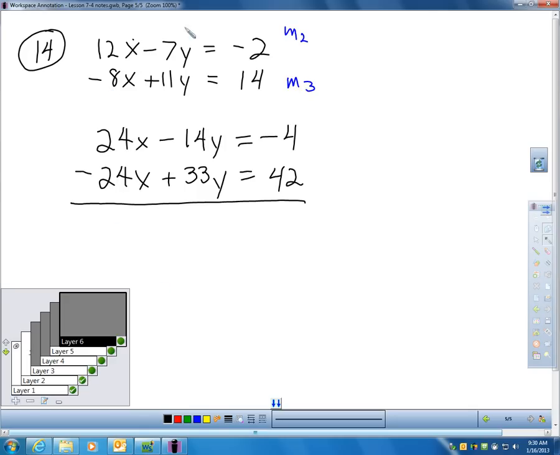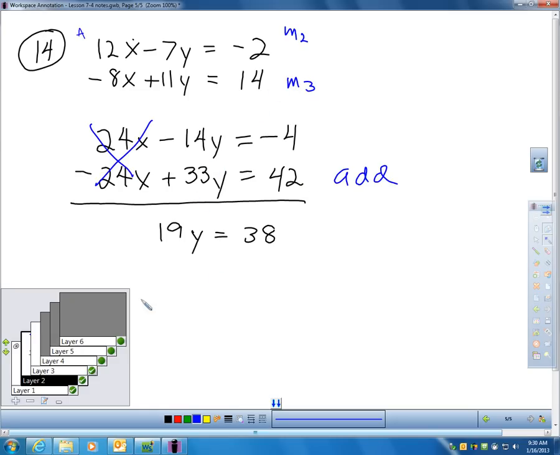I noticed right away that if I take 12 times 2, I get 24. And if I take negative 8 times 3, I get negative 24. So I'll multiply equation A by 2, which gives me 24x minus 14y equals negative 4. Multiplied everything by 2. I'll multiply the bottom equation by 3. Negative 24x plus 33y equals 42.